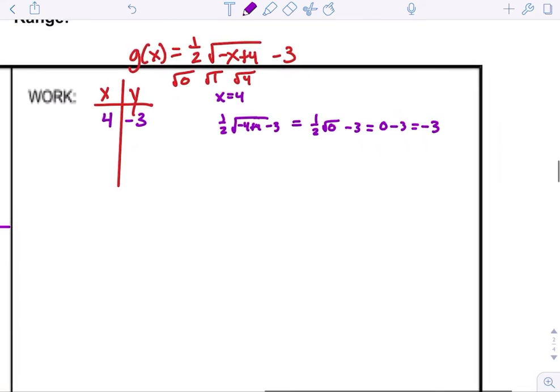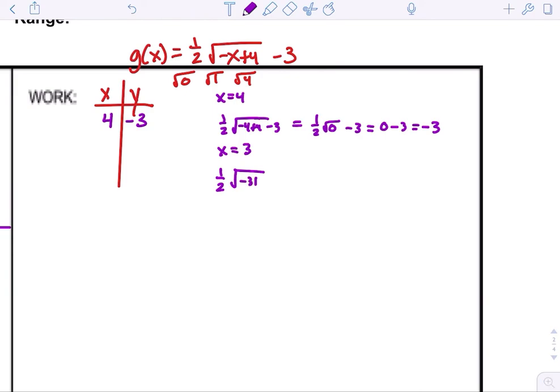Alright, so what value of x would we get 1? Well, if x was equal to, no, not negative 3, to positive 3, then we would get 1. So 1/2 square root of negative 3 plus 4, minus 3. Negative 3 plus 4 is square root of 1, minus 3. Okay, so the square root of 1 is 1, and 1/2 times 1 is just 1/2, minus 3.